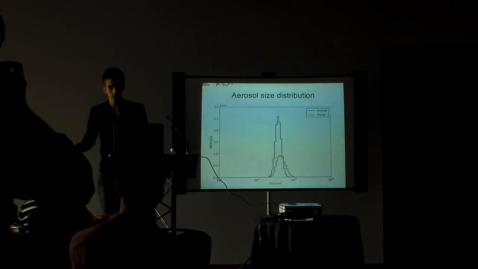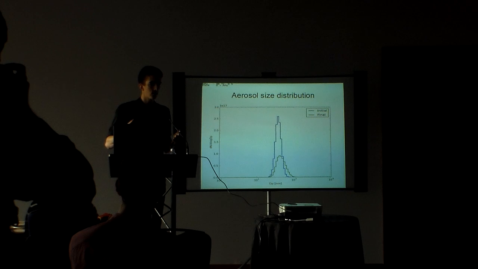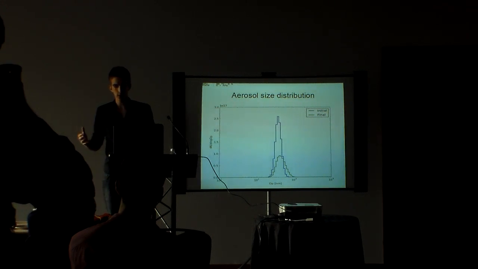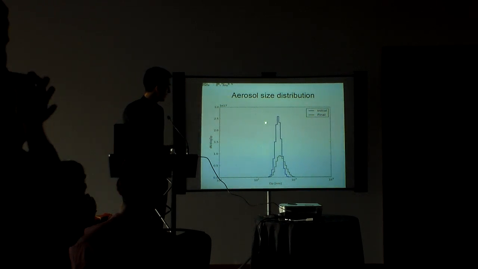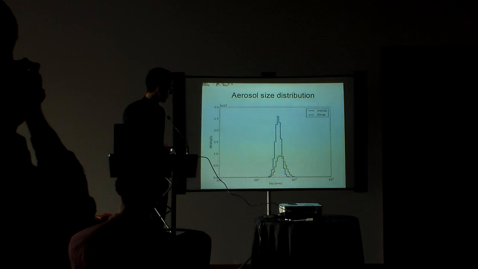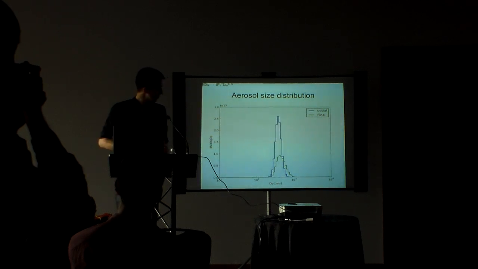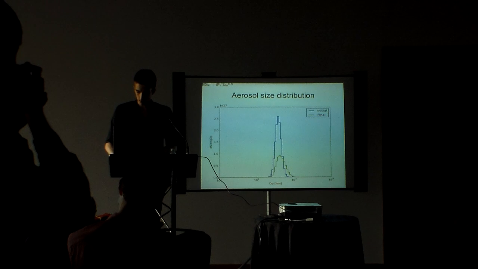So here we've just run kind of a base case, trying to get as close as we can to the specifications in the Salter paper. And as we can see, this is kind of what we'd expect from coagulation. The distribution is moving a little to the right and shrinking a fair amount.